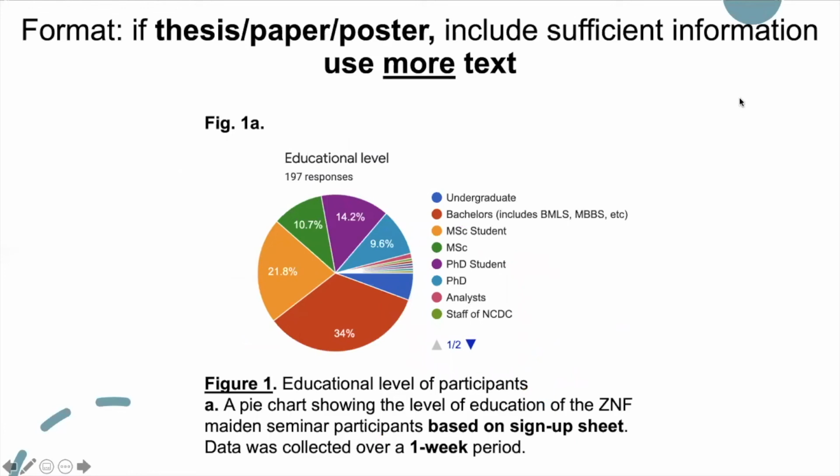Now, if you are presenting a thesis or a poster, include sufficient information, use more text. Here you have, for example, figure 1, and you go on and tell people that this is the educational level of participants based on sign-up sheets. So tell them how you collected the data over 1 week, so that people will know that this was not collected over a year, because that will make them also realize how important or how useful other people found this presentation. So give specific information. The same is true if you are doing a thesis.